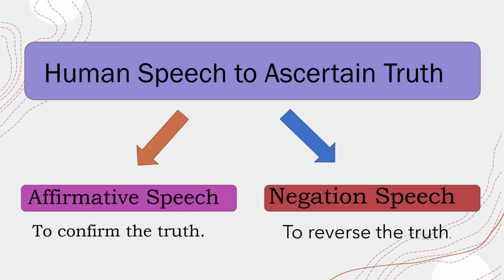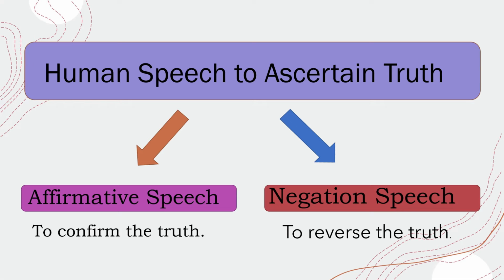On the other hand, negative speech is the way to reverse a truth. For example, human beings are great. However, I disagree on that point. You might be thinking, how is this related to our problem? Before we jump to a conclusion, let's go back to our mathematical problem.